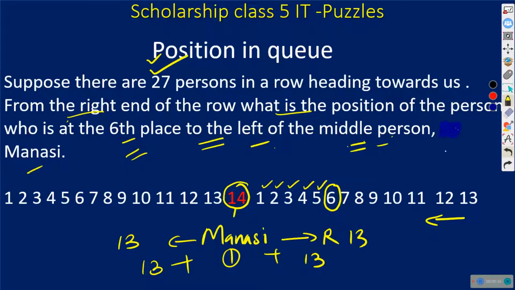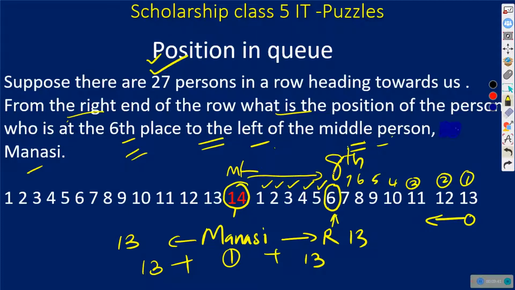From the right end of the row, what is the position of this person who is 6th position to the left of the middle person, Manasi? What is the position from the right? Then we have to count from here: first, second, third, fourth, fifth, sixth, seventh, eighth position. That person is in the 8th position. And the alternatives will be designed to confuse you, so the options would be 5, 6, 7, 8. The middle person is Manasi, the 6th person is at the 6th position to the left, and the position of that person from the right is the 8th position. The answer is 8.